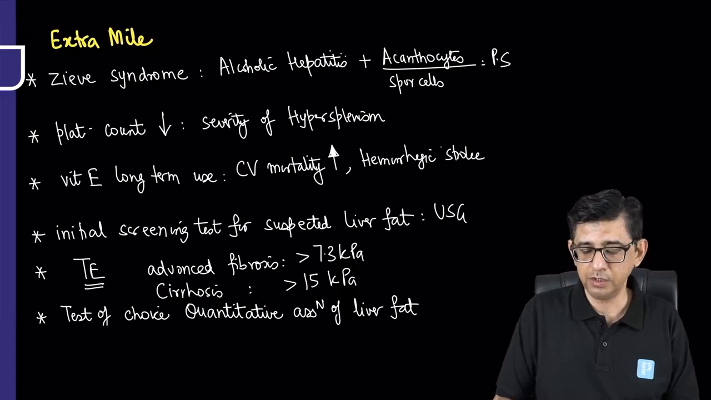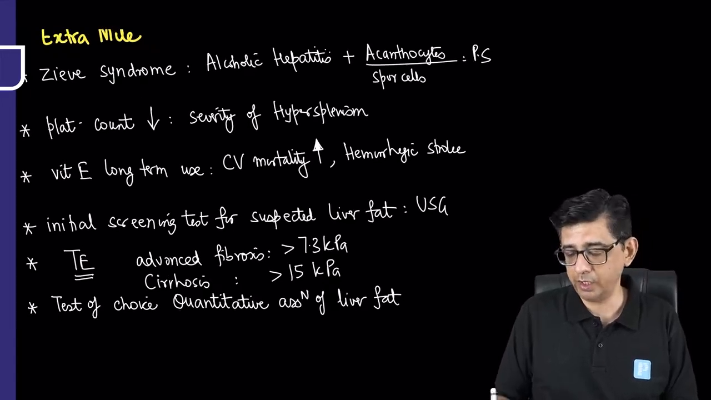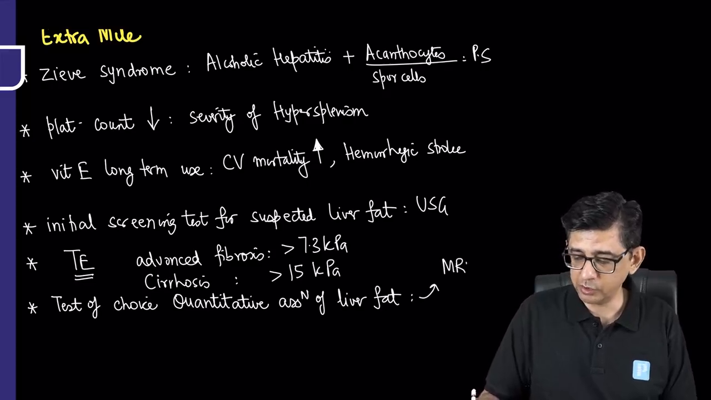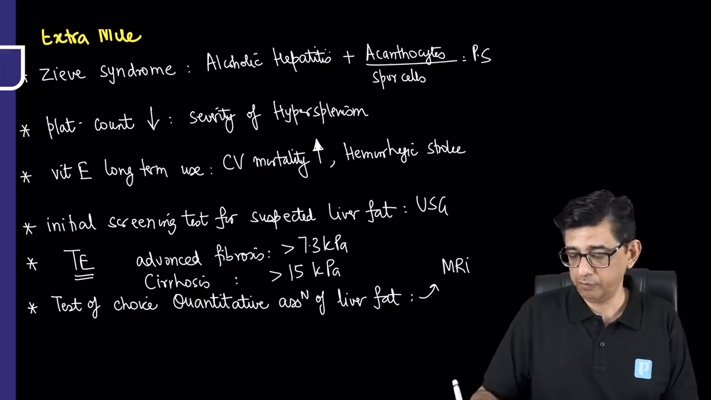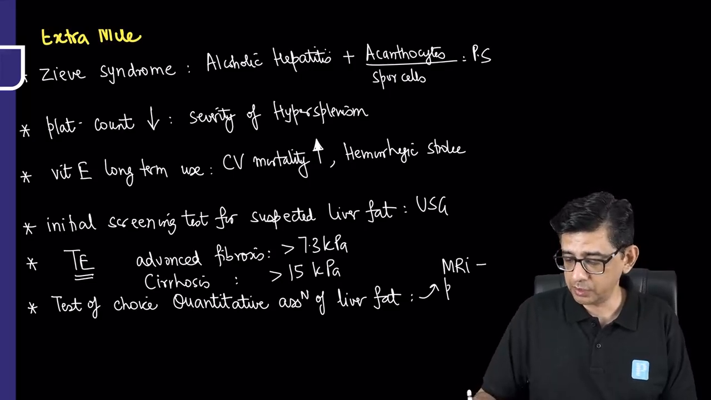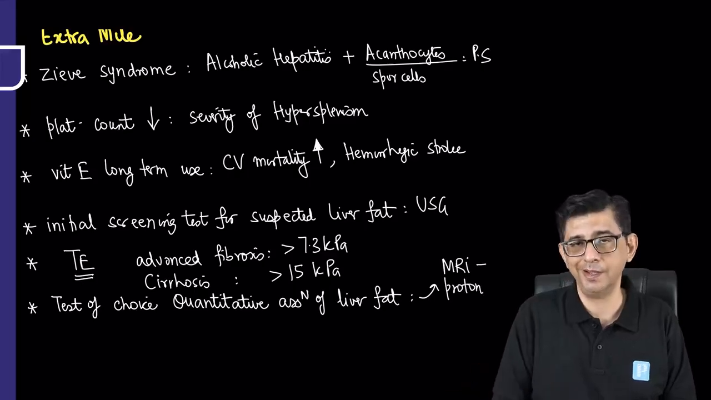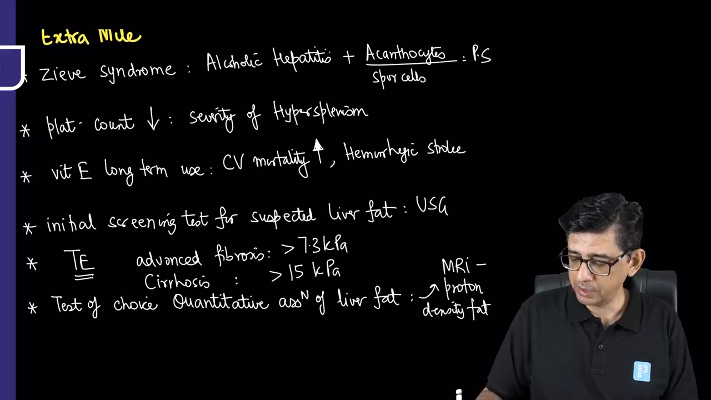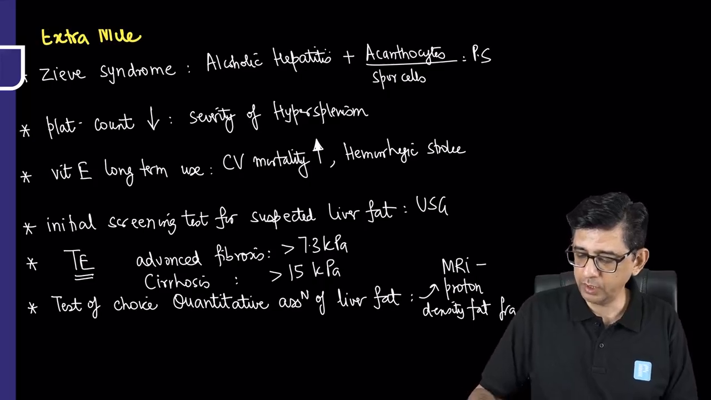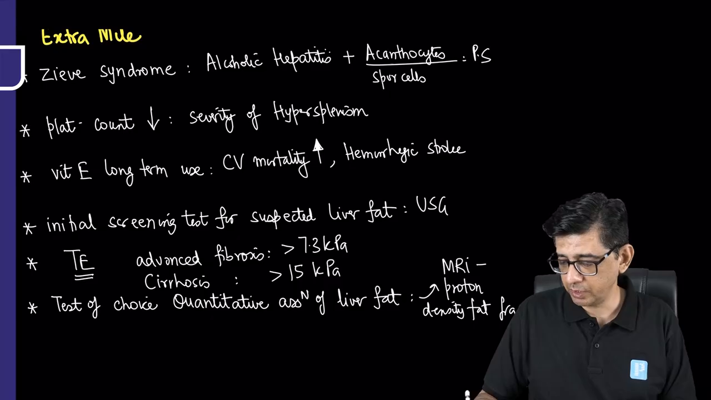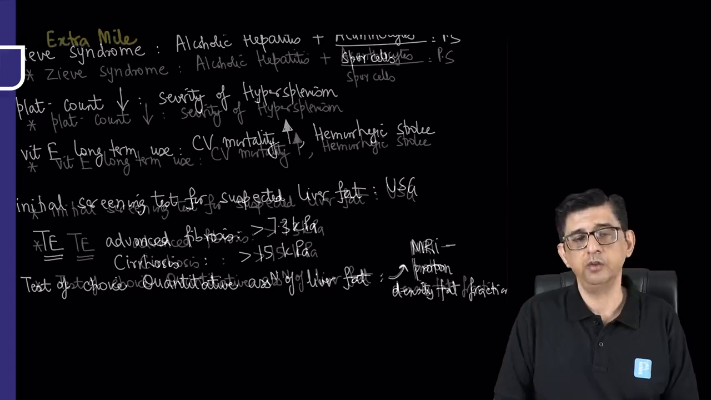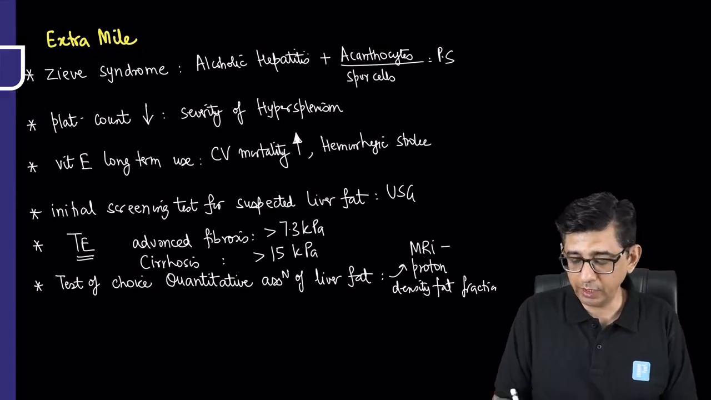And if he says what is the test of choice for quantitative assessment of liver fat, now this is not done on a routine basis, but then this would be an MRI abdomen. In fact, the MRI that would be done in this case will have a subscript also attached, that would be a proton density fat fraction. I repeat the entire statement once again. The type of MRI that we are doing here will have subset information written, that is a proton density fat fraction MRI. That is the test of choice for quantitative assessment.